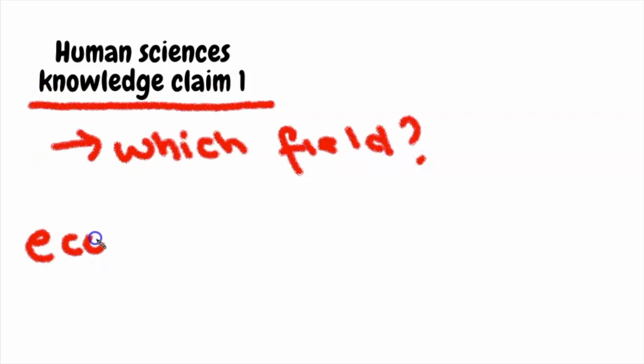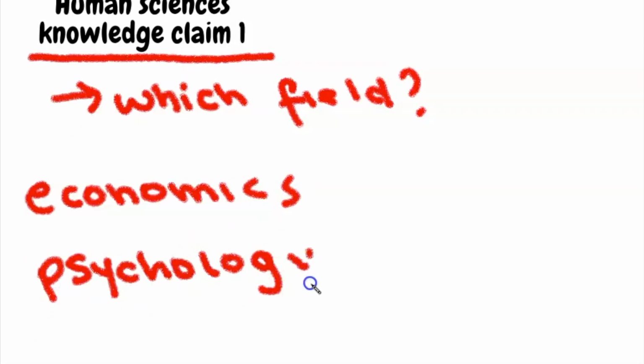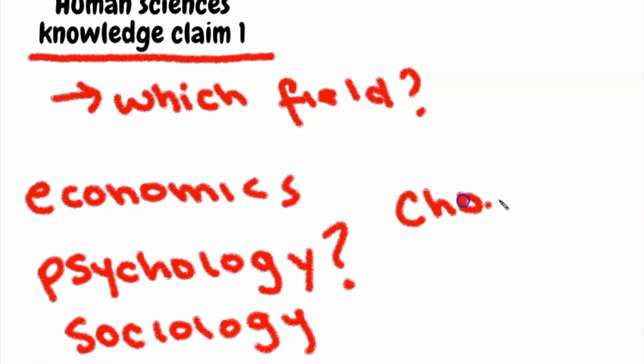You'll also note that I'm speaking about psychology even though I said my area of knowledge was the human sciences. This is because the human sciences is an umbrella term. You have to talk about a specific branch of the human sciences like economics, psychology, or sociology, for instance. And this should be the one that you talk about in the whole of your essay. So then let's say I choose economics.